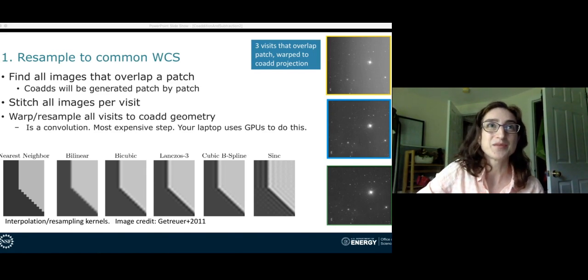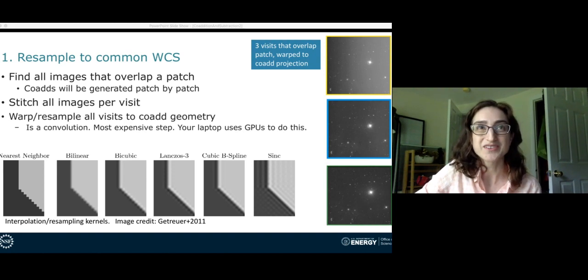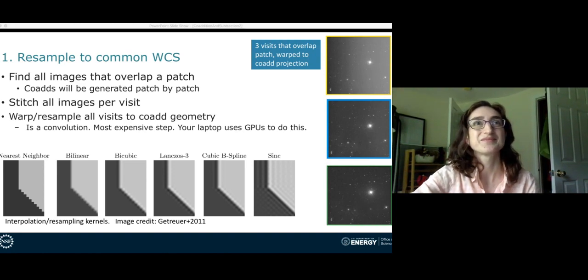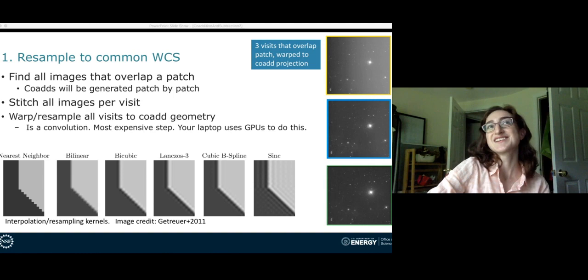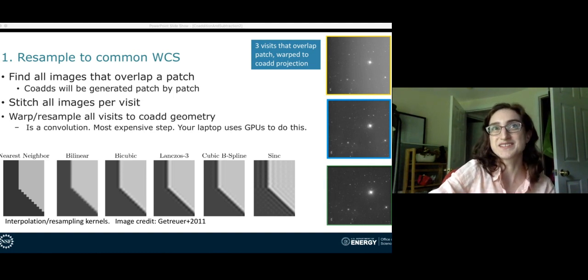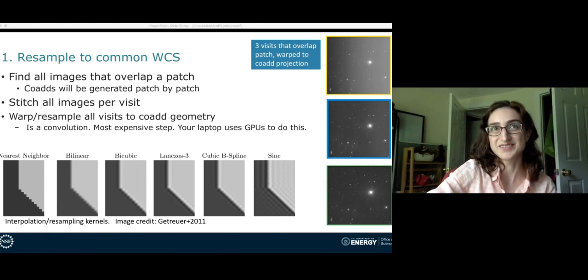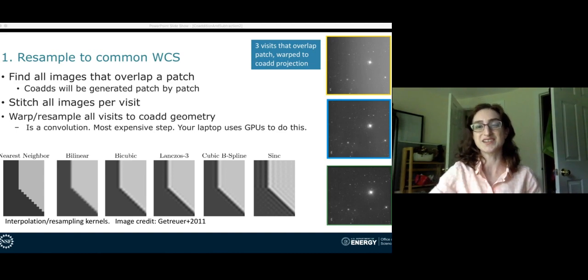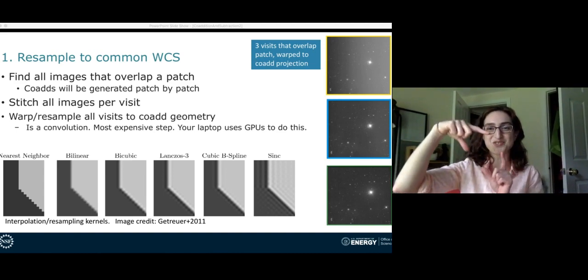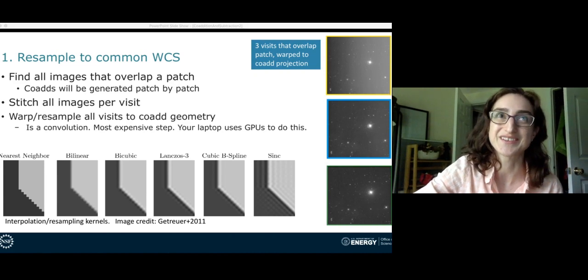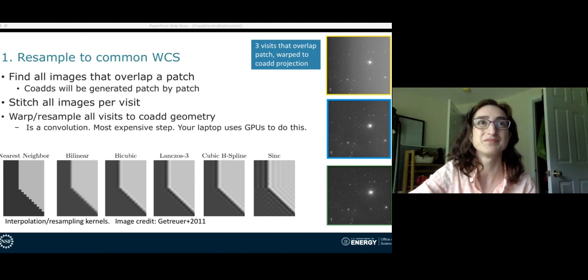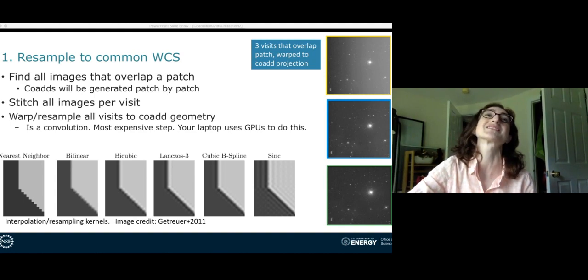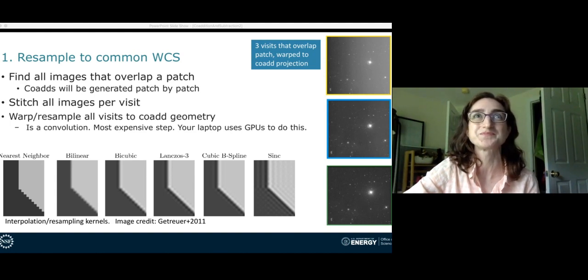There are a number of different choices of warping kernels that you can use. We are using a Lanczos 5. A Lanczos infinity kernel would be the same thing as a sinc kernel. The Lanczos kernels are just a properly truncated version of the sinc kernels. If you want to read about this, I grabbed this image from this paper.